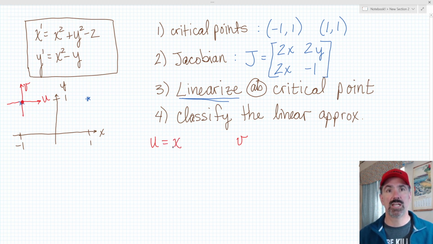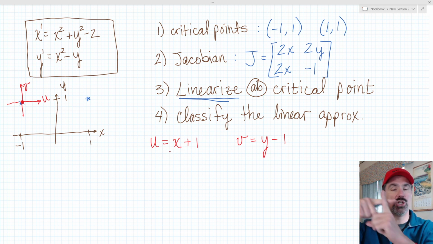We just take u and set it equal to x minus the value of x at the critical point, which in this case is -1, so that'll become x plus 1, and then v is equal to y minus the value of the critical point, which is 1. And this transformation doesn't change the dynamics of the system at all. Literally all we're doing is taking a coordinate system and shifting it over to a new location so that it matches up with the critical point and puts the critical point at the origin.